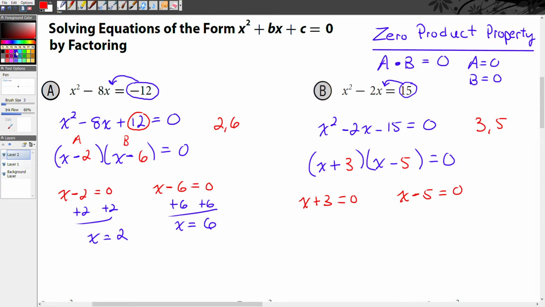So here, x plus 3 equals 0. How do I solve this? I have to subtract 3 from both sides. And that gives me x equals negative 3. And over here, x minus 5 equals 0. I have to add 5 to both sides. And this gives me x equals 5. And those are my two solutions here.